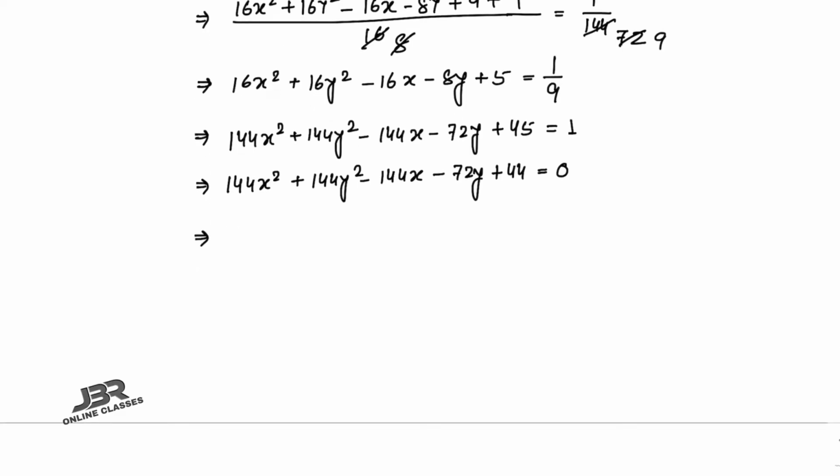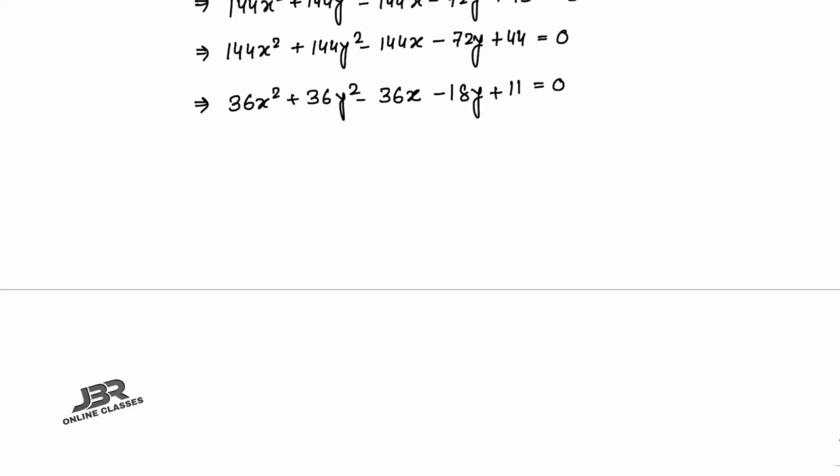Now divide by 4. Okay, so 144 divided by 4 is 36x square, then 36y square, then 36x, here 72 divided by 4 is 18. So 18y plus 11, that one equal to 0. That is your answer. Okay, now the last one, number 14.